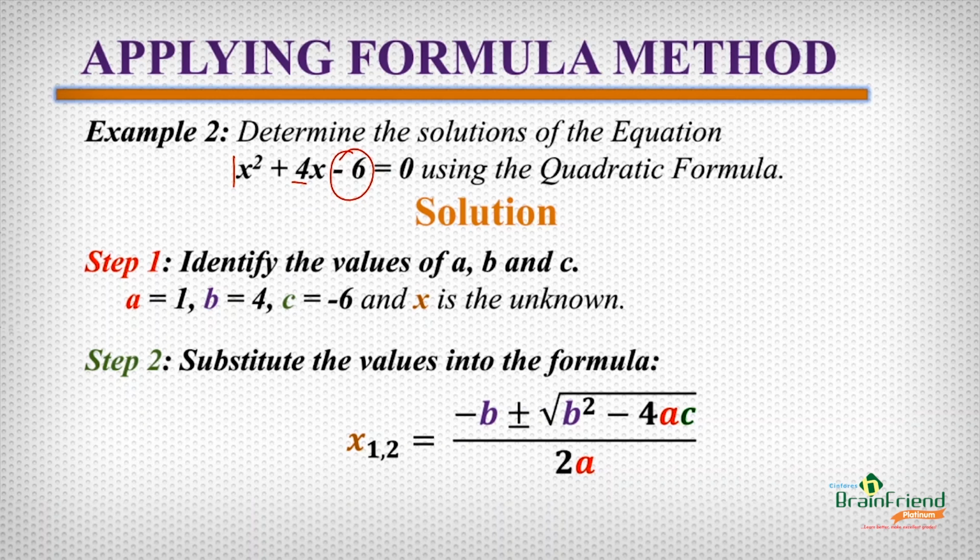Our step 2 is now to substitute the values into the formula. So we'll now substitute the value of b to be 4. The value of b here will still be 4. The value of a will become 1, and then the value of c would be -6. When we do that, we would have this.